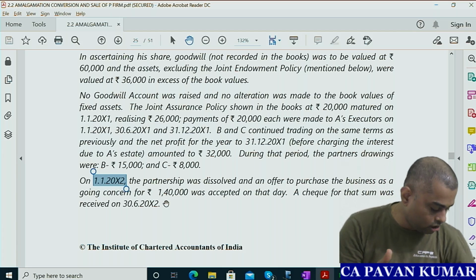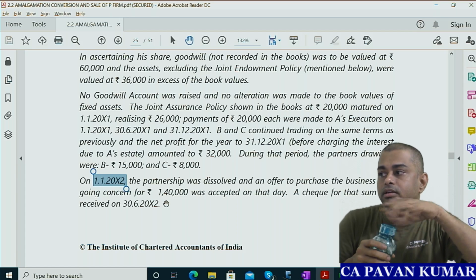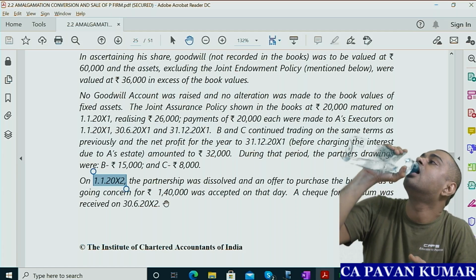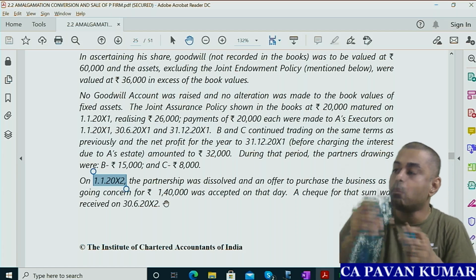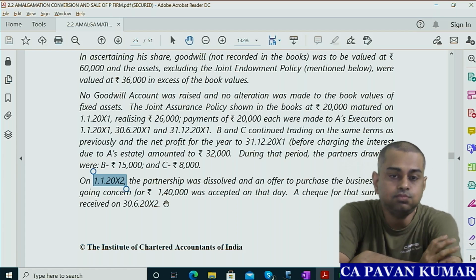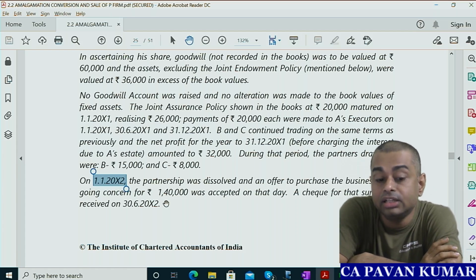Pavan sir, what to do now? Take a water bottle, open cap, drink. Understand?